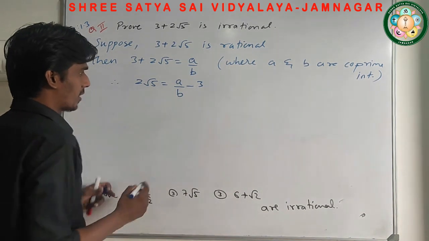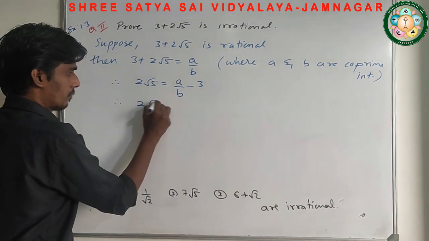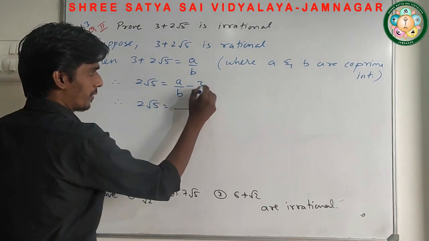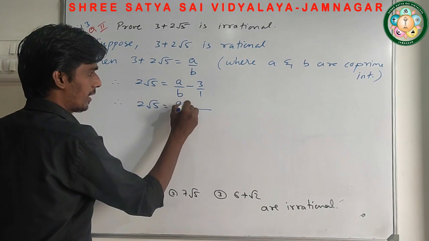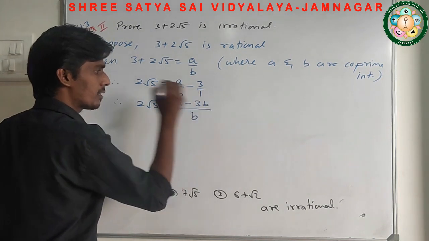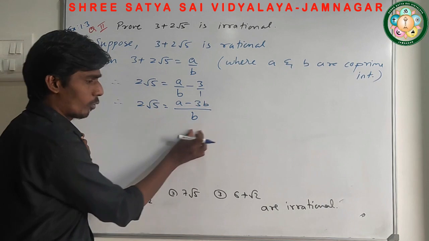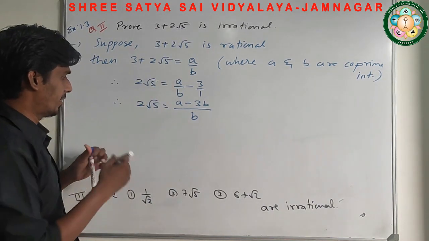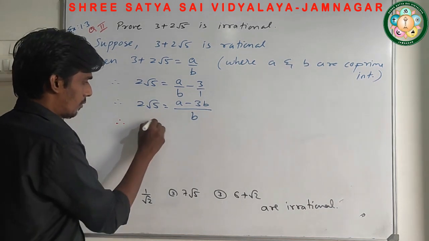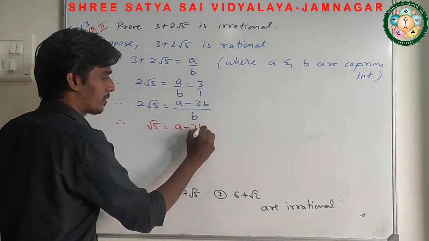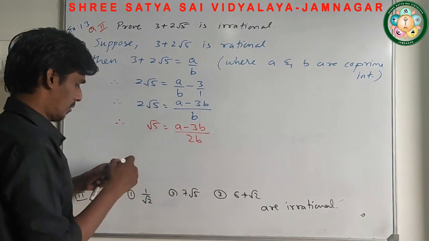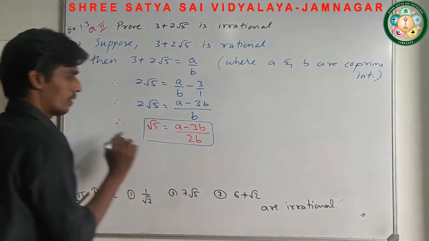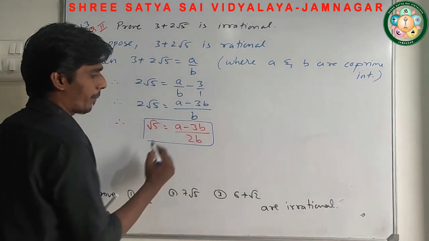Now, what is the LCM of this number? The LCM of this number is B. So, if nothing is there means 1. So, it's A minus 3 into B. It's 3B. Now, I can take this 2 over this side because I want root 5. So, I'll take here root 5 equals to A minus 3B upon 2B. So, we can say that we got this root 5 equals to A minus 3B upon 2B.